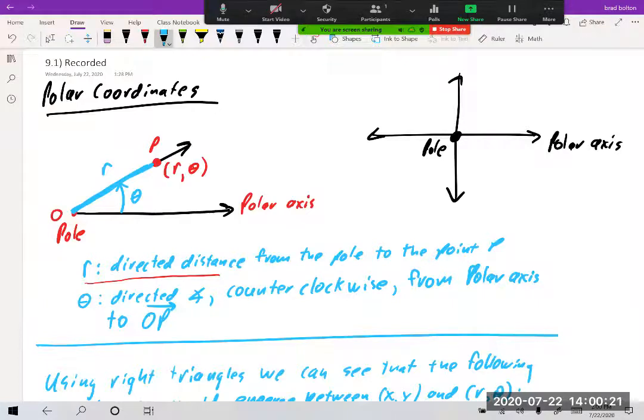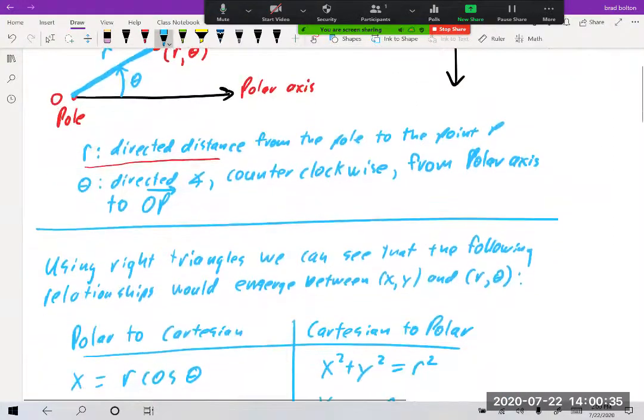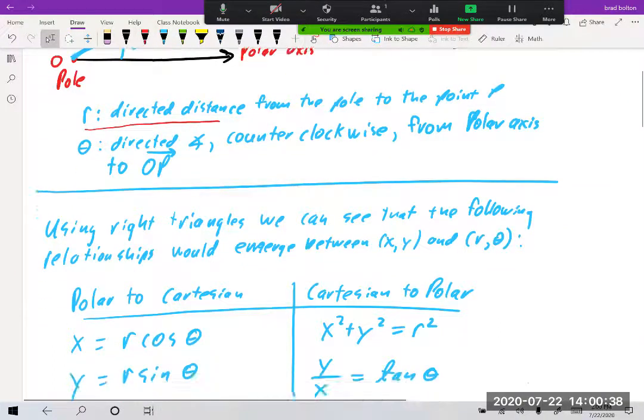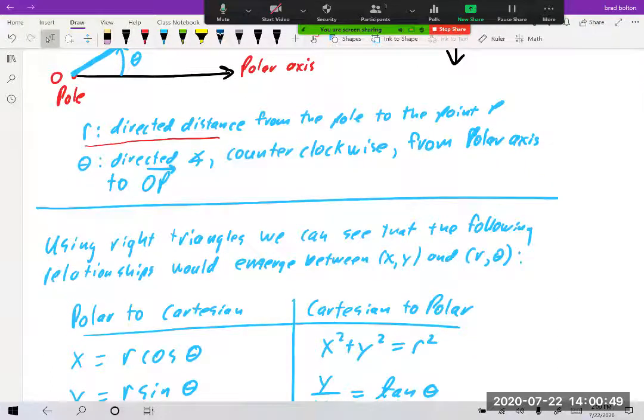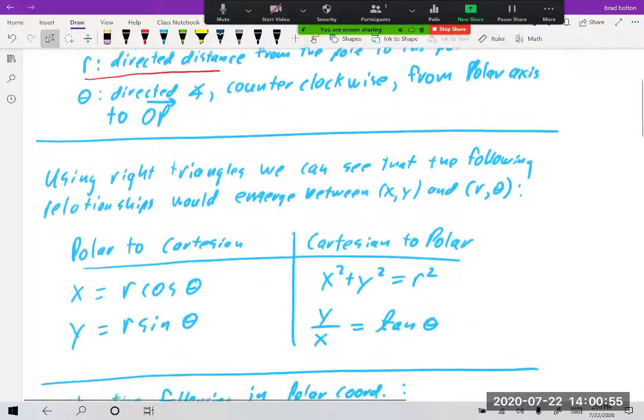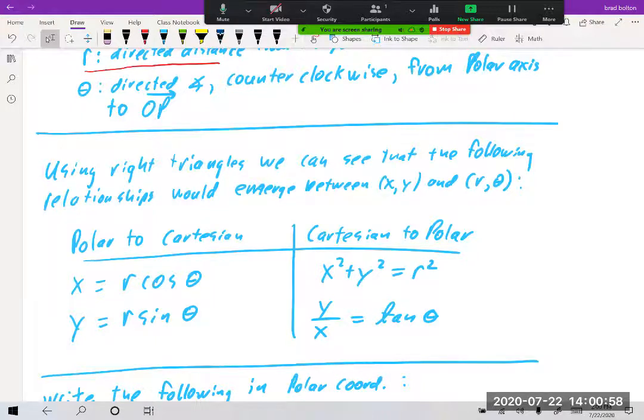Oftentimes polar coordinates are thought of as vectors because they have a direction as well. From this relationship, if I draw a right triangle right here, I now have all of my sine, cosine, and tangent. One thing we're going to notice is there's a relationship between x and y coordinates and r and theta coordinates. Using right triangles, we can see the following relationships emerge between x and y and r and theta.